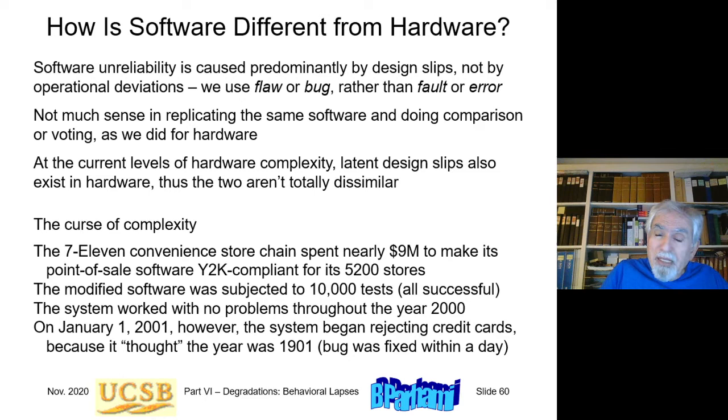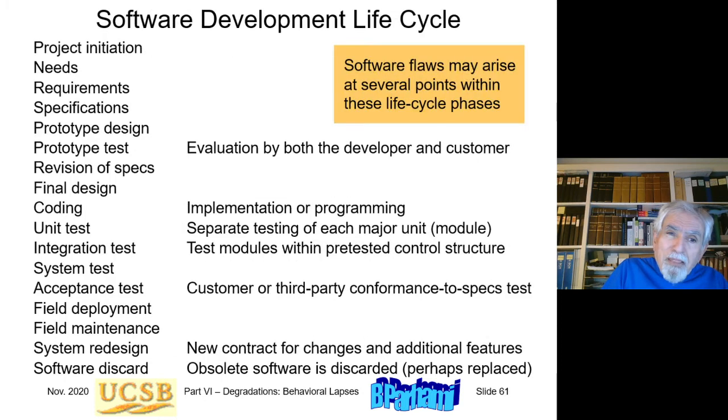A hardware fault, on the other hand, is something that happens. A connection is basically broken, or a transistor burns out, or something like that. Whereas a hardware bug is a design flaw. Okay, this example about the 7-Eleven convenience store chain, how they dealt with the year 2K problem, is really enlightening. So read it on your own.